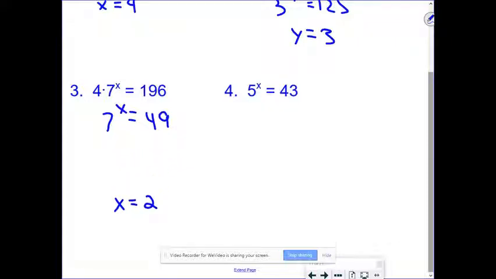Then in 4, 5 to what is 43? 5 squared? No, that's 25. 5 to the third? No, that's 125. Shoot, we don't know exactly what it is. So what can I do? I guess I could graph it. I guess I could do guess and check. In fact, if I did guess and check, I know that x is probably between 2 and 3 because 5 squared is 25. 5 to the third is 125.